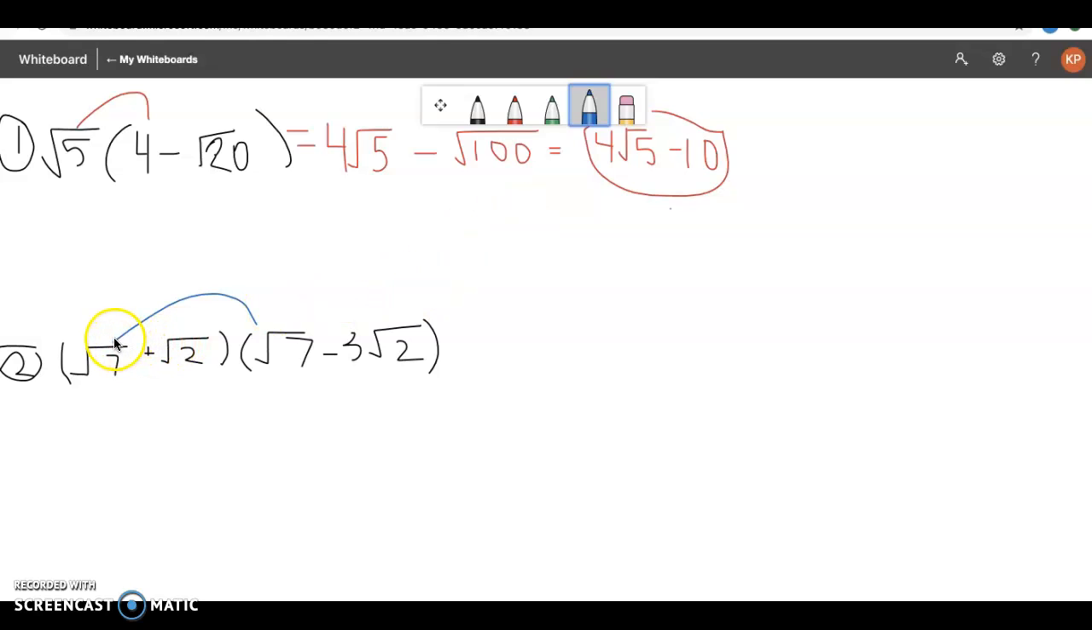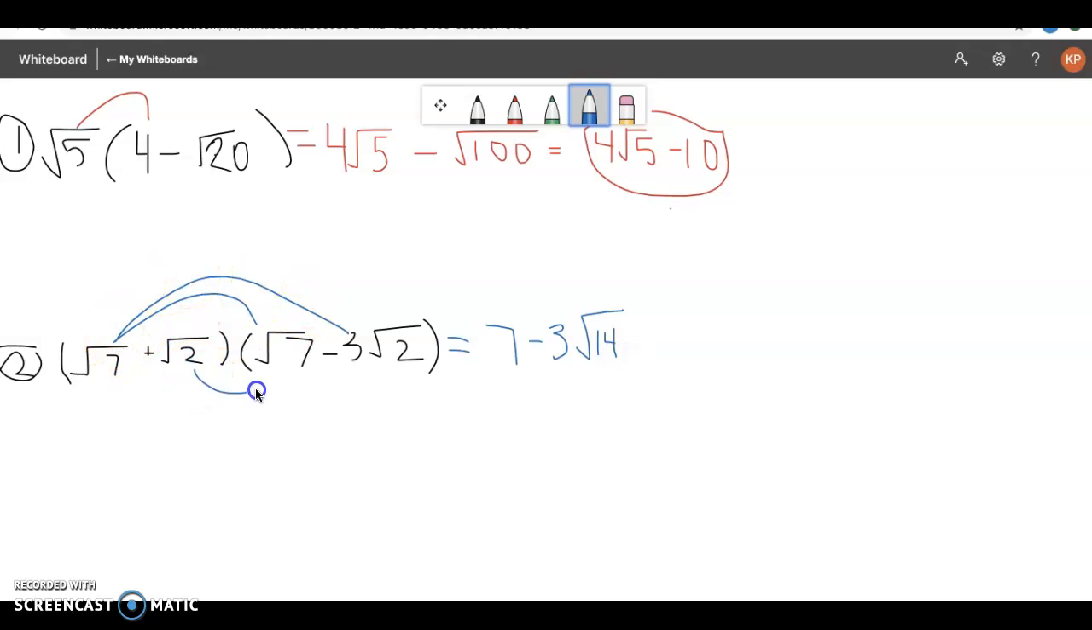So to start with our first for foiling, I see radical 7 times radical 7. I'm hoping that most of you remembered from the video that when you multiply the same number within the radical by itself, you can just say it becomes a whole number 7, and we get rid of the radical. Then we are going to be multiplying radical 7 times negative 3 root 2. I cannot multiply 7 times negative 3, so that has to stay as negative 3, but I can multiply radical 7 times radical 2, which is 14. 7 times 2 is 14. So now we just took care of our first and outer.